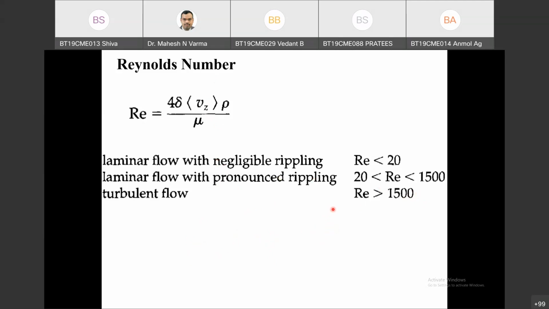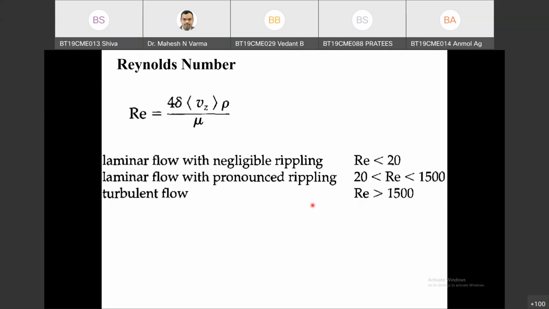So there will be an x velocity, y velocity, and z velocity also. It will travel over the plate in the form of ripples, a wavy form. Every molecule will form that, and that is also laminar flow only. Flow will be in layers, but rippling will be there. And if the Reynolds number is greater than 500, then it will be turbulent flow. So all molecules are moving randomly.